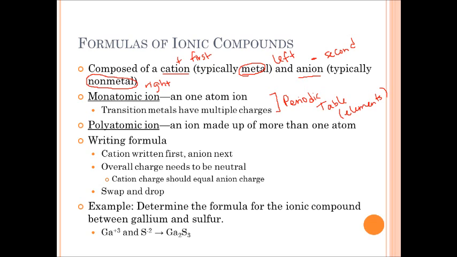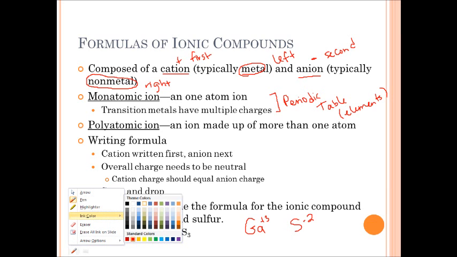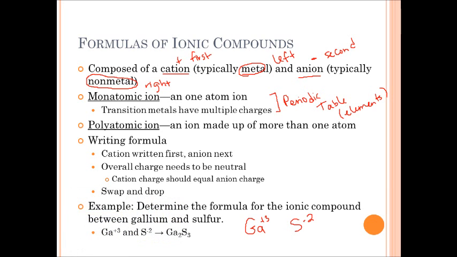Here's an example. Determine the formula for the ionic compound between gallium and sulfur. Well, if we look on our periodic table, gallium is +3, sulfur is -2. So what's going to happen here is that, remember me saying we always have the positive first and the negative second. To do swap and drop, we need to get these charges to equal. So we can do it one of two ways. We can think of it as, okay, well, we have a +2 and a -2, or a +3 and -2. Okay, so common multiple is going to be 6. So I need to make this +3 into a positive 6.